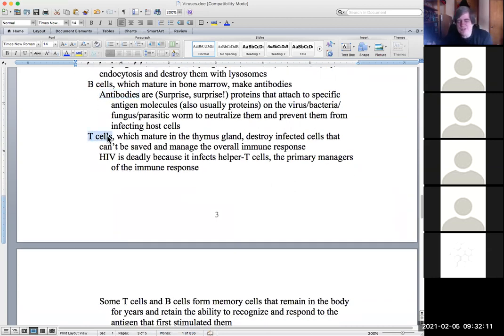The other type of cells that respond are something called T cells. And T cells mature in your thymus gland, which is in the front of your throat.